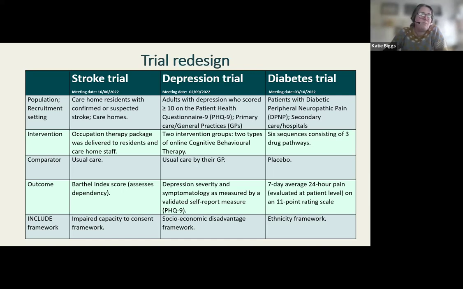So, for example, you might say, ideally you'd take a lot longer to recruit certain underserved groups, but there's always the pressures of the funder and the timelines of the project. So it's about being realistic about the recommendations we're going to make.